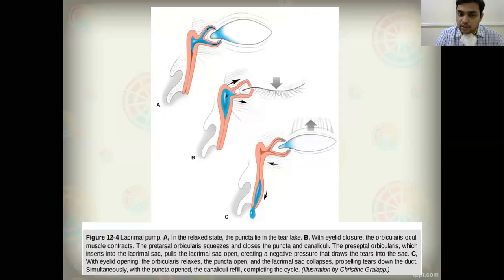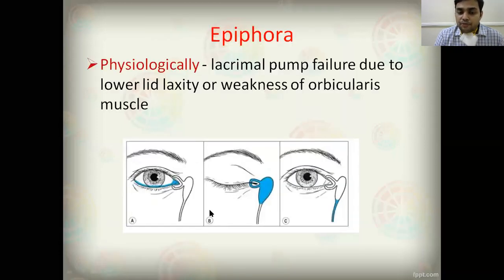contracts. The expansion of the lacrimal sac decreases, and this creates positive pressure, so that whatever tears collected in the lacrimal sac enter into the nasolacrimal duct, and they come out through the opening of the nasolacrimal duct into the inferior meatus. So this normal functioning of the orbicularis muscle is important for the normal functioning of the lacrimal pump. This is how the lacrimal pump functions.